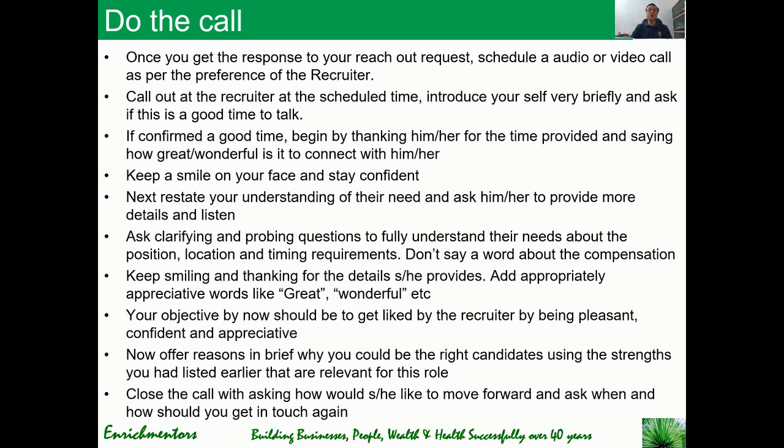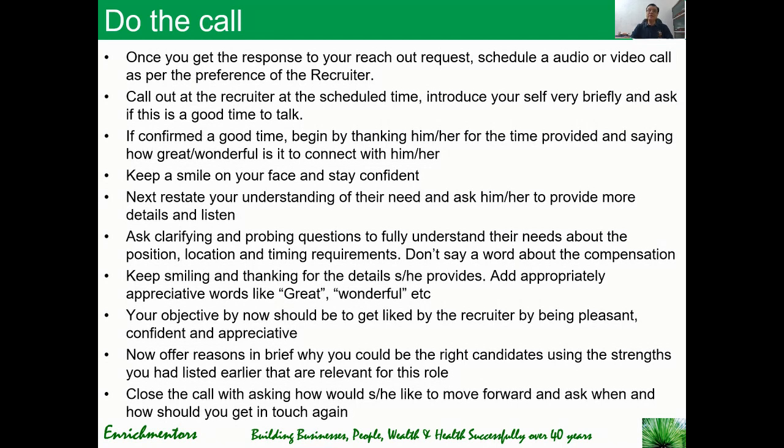When confirmed it is a good time, again say how great and wonderful it is to connect with him or her. A smile is a wonderful asset if you have it, and if not, you need to develop that and stay confident. Restate your understanding of their needs and ask more questions to get detail. Listening is the greatest thing that you can do in building rapport and knowing what they're looking for. Ask clarifying questions. Probe about the requirements. Keep smiling and thanking. Don't miss an opportunity to thank and say appreciative words genuinely.